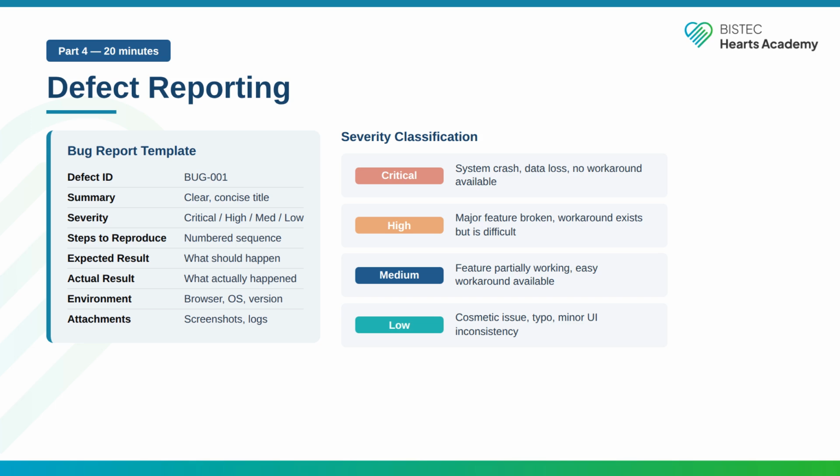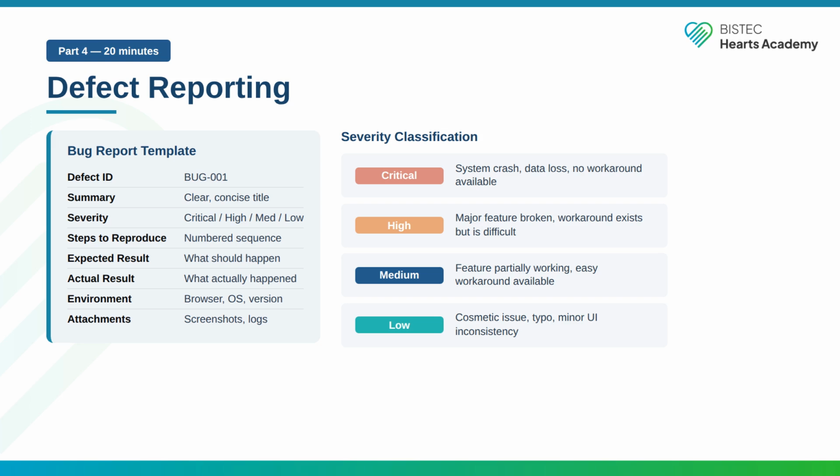Compare these two summaries. "Checkout broken" versus "applying expired discount code returns 200 OK and applies the discount instead of showing error message." The second one tells the developer exactly what happened, where it happened, and what the expected behavior should be. Steps to reproduce follow the same numbered format as your test case steps. A developer should be able to follow these steps, starting from a clean state, and see exactly the same bug. Include the exact data you used. If you entered test+user@example.com as the email, write that exact string.